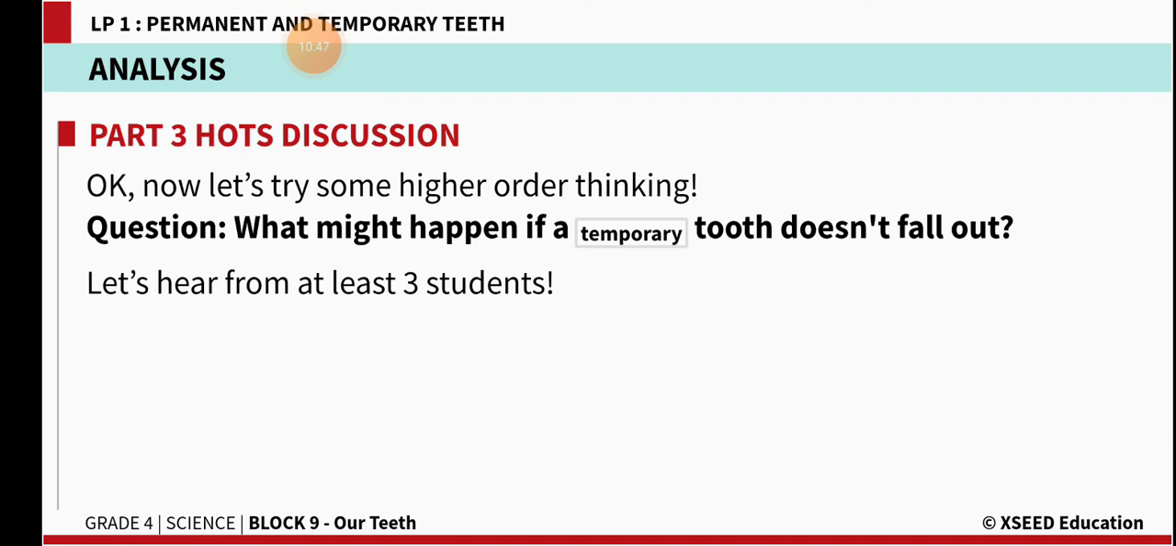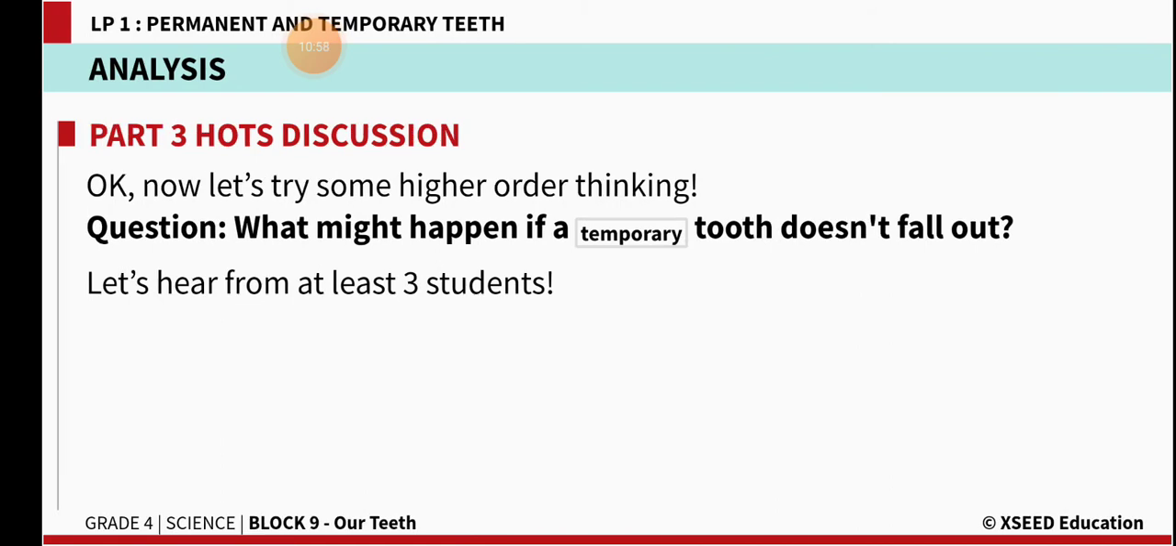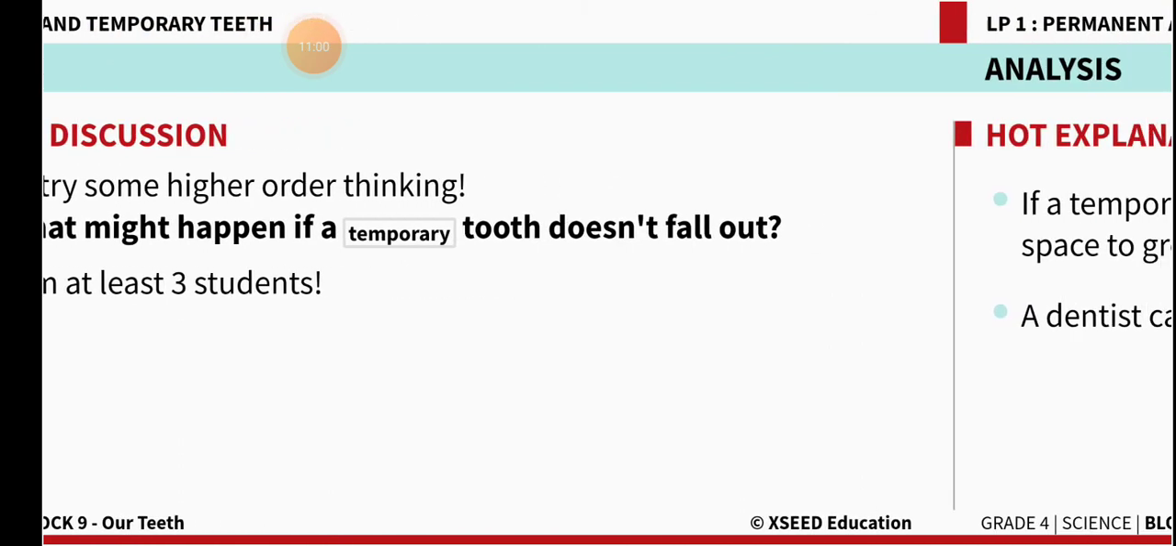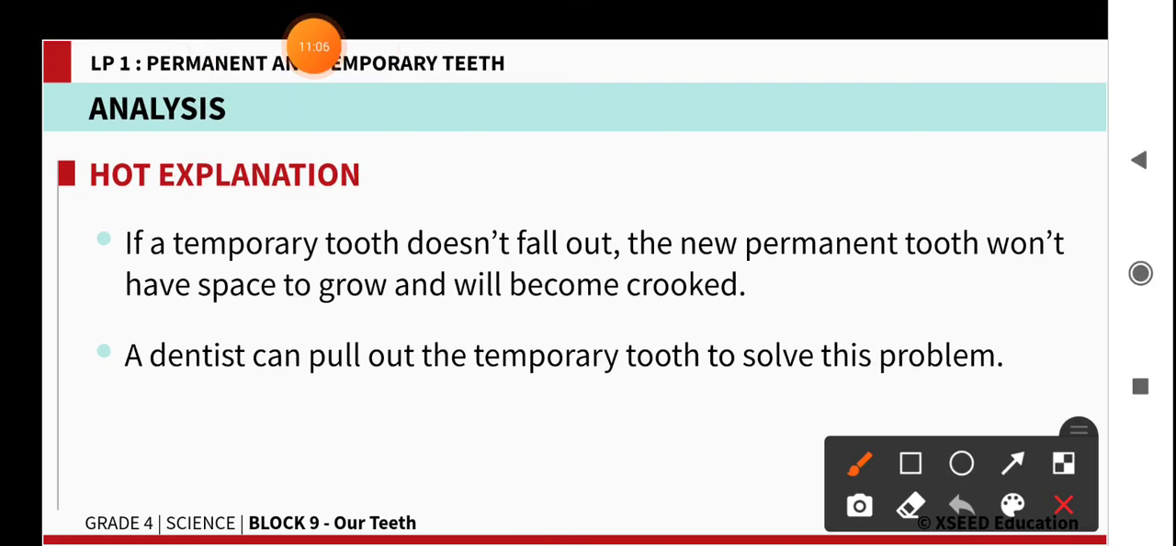And now you see what might happen if a temporary tooth does not fall out. If the temporary tooth does not fall out, the new permanent tooth won't have space to grow and will become crooked. The arrangement of teeth will not look beautiful. So a dentist can pull out the temporary tooth to solve this problem.